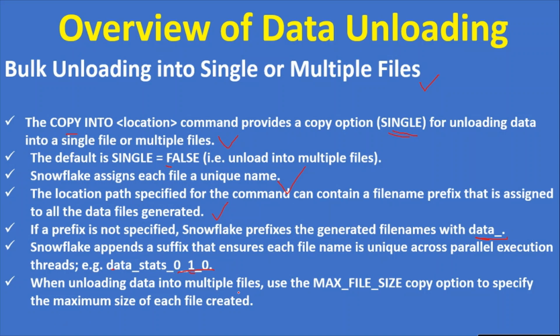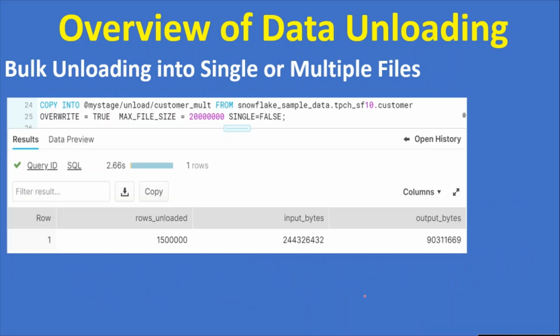When unloading data into multiple files, use the MAX_FILE_SIZE copy option to specify the maximum size of each file created. Suppose in your table there is 100 GB of data. While generating the data into multiple files, I want the maximum file size to be 50 MB. In that case, you can specify it using this parameter.